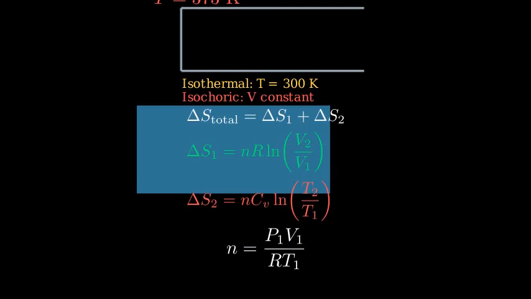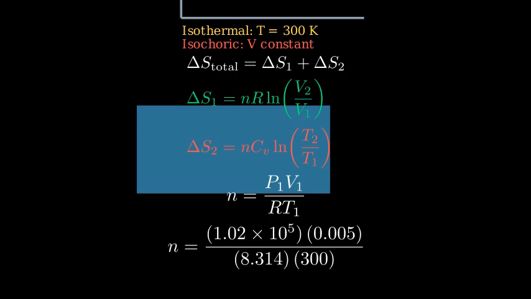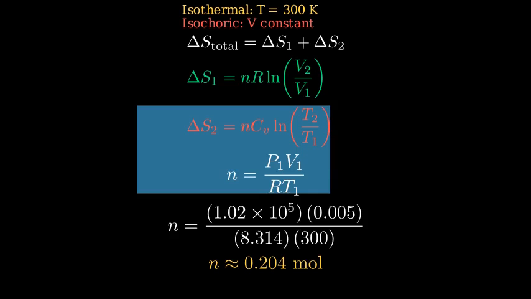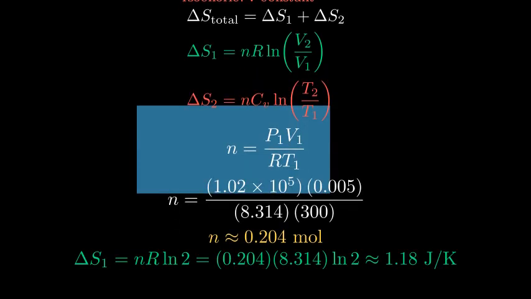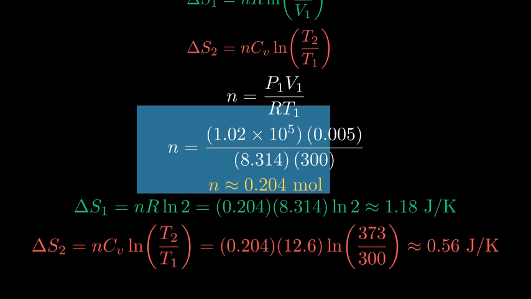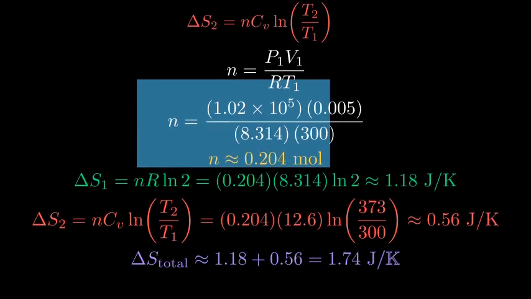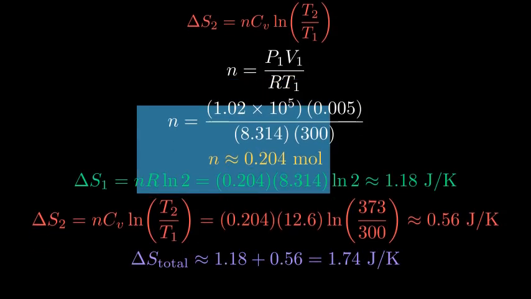First, we need the number of moles using the ideal gas law at the initial state. n equals P1 times V1 divided by R times T1. Substituting the numbers gives approximately 0.204 moles. Now compute each entropy change. Delta S1 equals nR natural log 2, which is approximately 1.18 joules per Kelvin. Delta S2 equals nC_V natural log of T2 over T1, which is approximately 0.56 joules per Kelvin. Therefore, the total entropy change is about 1.74 joules per Kelvin.